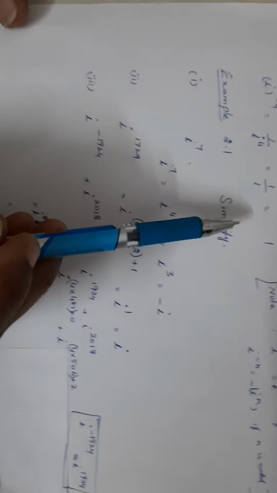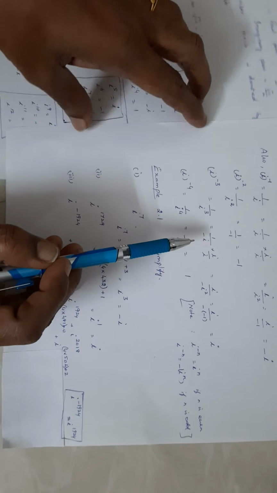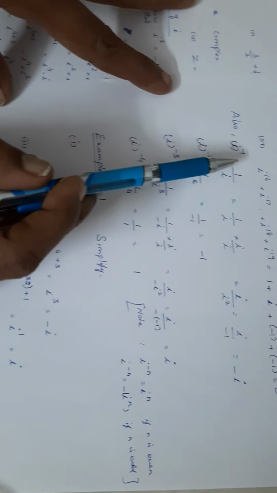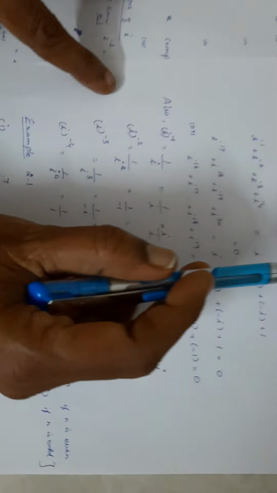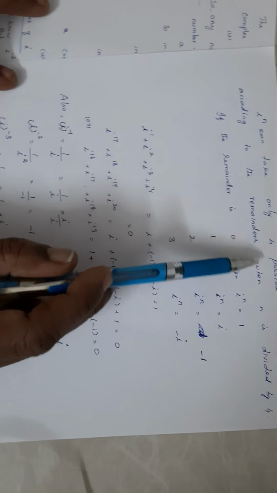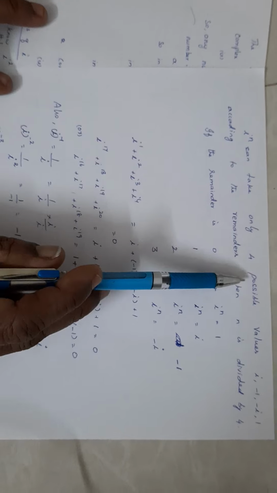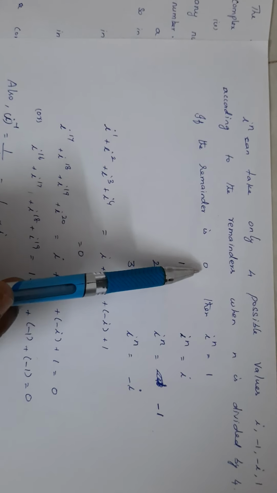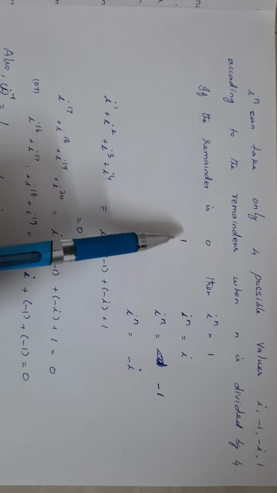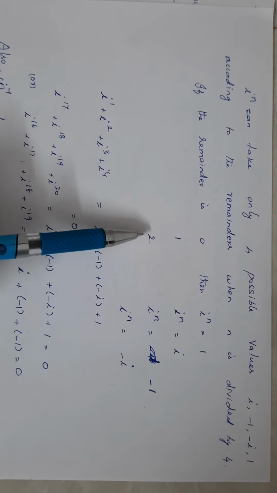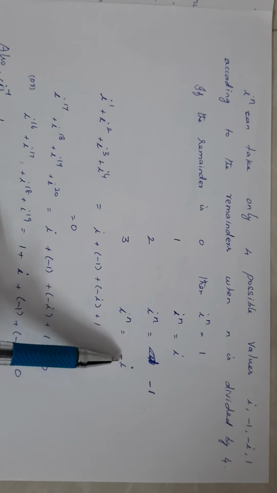Now let us see some examples. So far you have learnt how to find the powers of i if the power is more than 4. So remember, divide the power by 4 and find out the remainder. If the remainder is 0, its value will be 1. If the remainder is 1, its value will be i. Remainder 2 gives minus 1 and remainder 3 gives minus i.